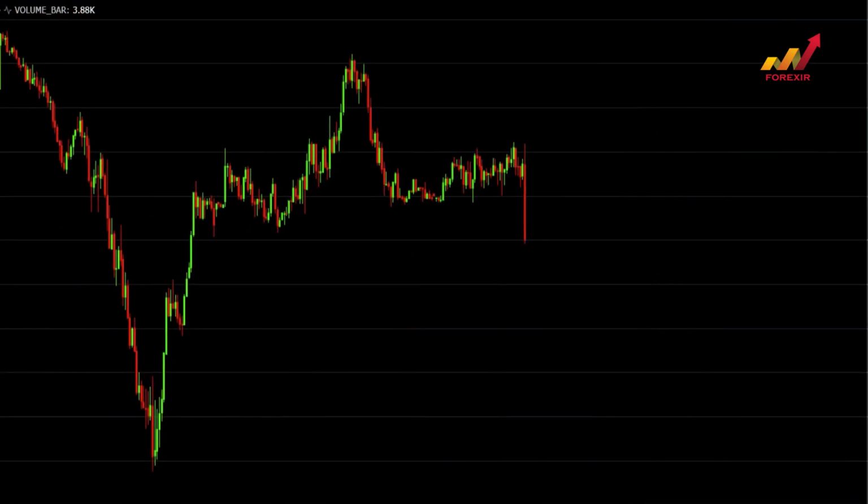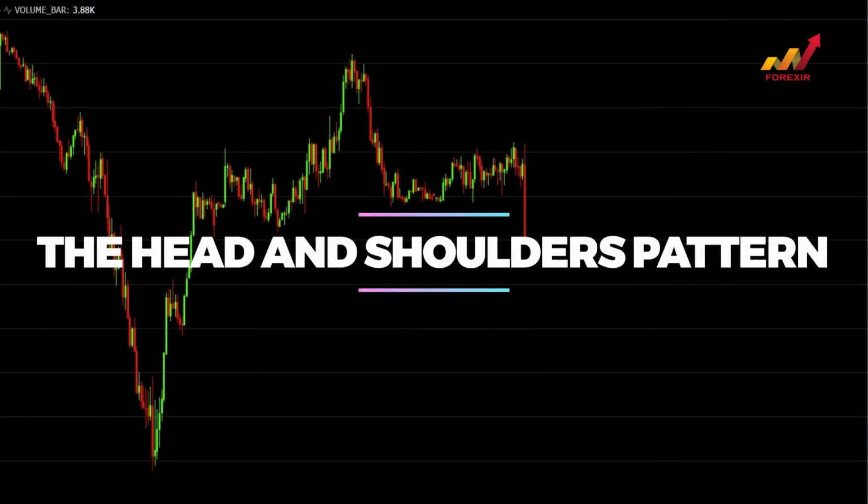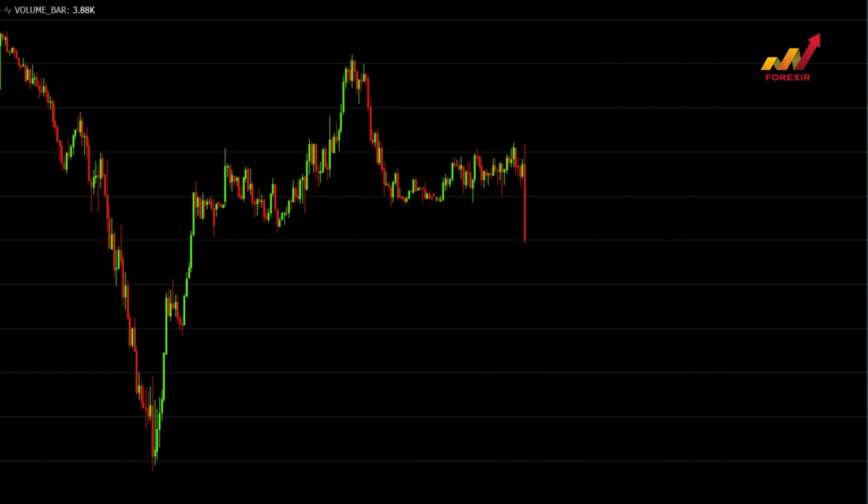The head and shoulders pattern. The first price action reversal pattern we're going to look at is the head and shoulders pattern. Without doubt one of the most popular and well-known price action patterns in the market. The head and shoulders formation is one which all price action traders need to memorize and understand if they want to become good at spotting reversals using price action.